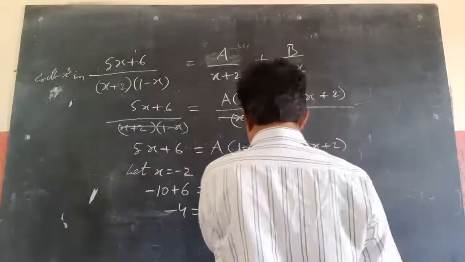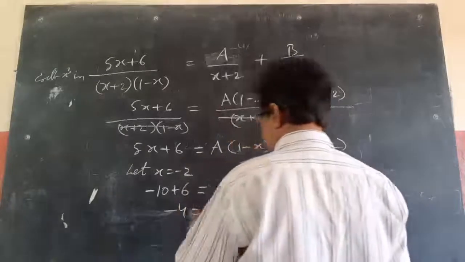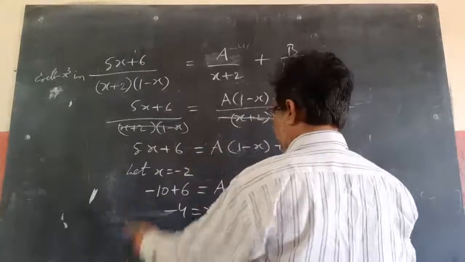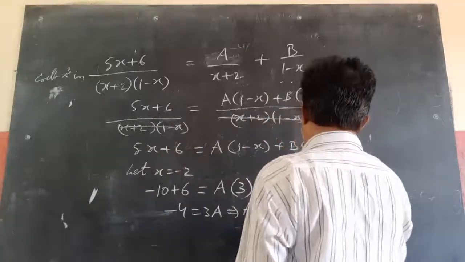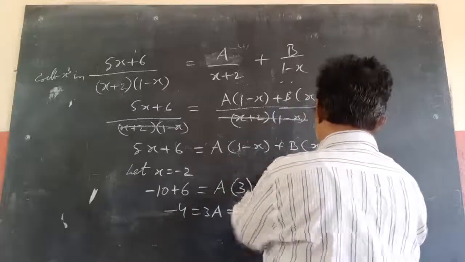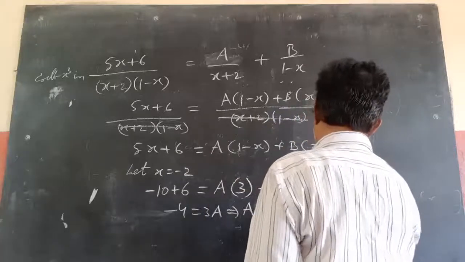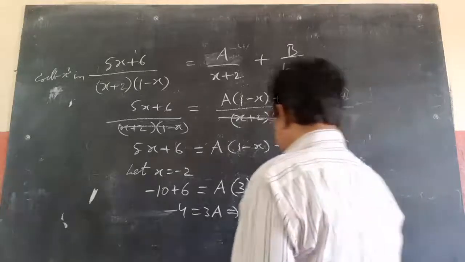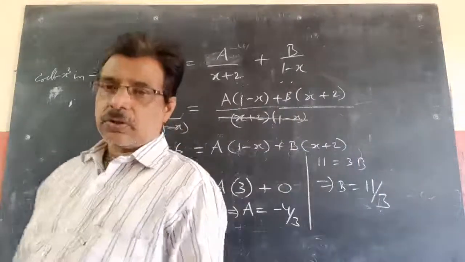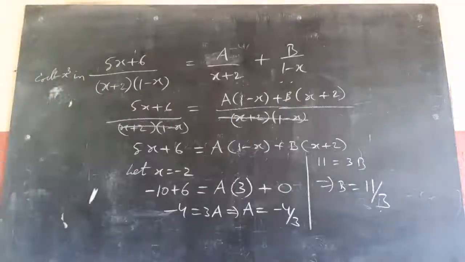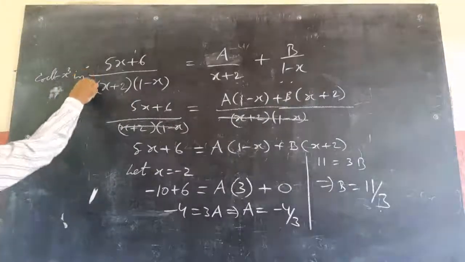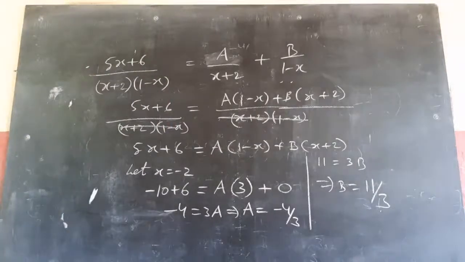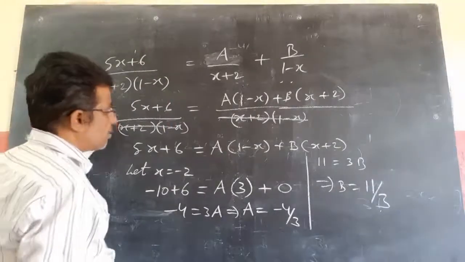And coming to the b. If x equals minus 2, I got the a value. Now x equals plus 1, I will get the b value. 5 plus 6, 11 equals 0 plus b into 3, 3b, which implies b equals 11 by 3. So by substituting, this fraction can be written as (5x plus 11) by (x plus 1) into (x plus 2) into (1 minus x).